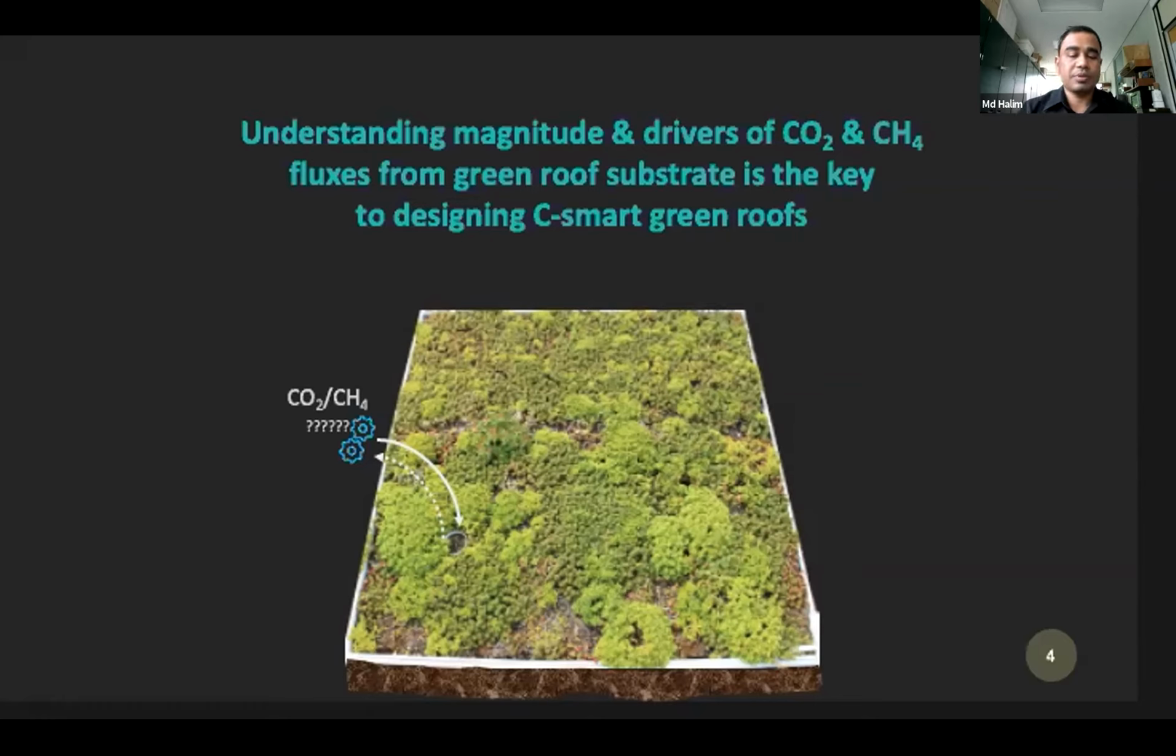Our knowledge from temperate forests suggests that substrate temperature, moisture content, pH, electrical conductivity, organic matter content, and species composition are some of the key factors that might affect the carbon dioxide and methane fluxes from green roofs. A better understanding of the relationship between the direction and magnitude of carbon dioxide and methane fluxes with their drivers will help us to make design-specific decisions for green roofs.